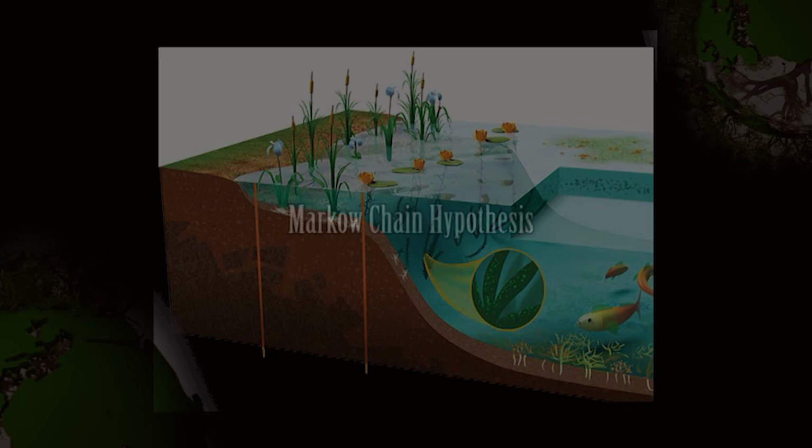They also suggest that population processes can also influence community development and properties like species composition, diversity, productivity, and biomass. Dear students, let's now discuss another model, the Markov chain hypothesis.